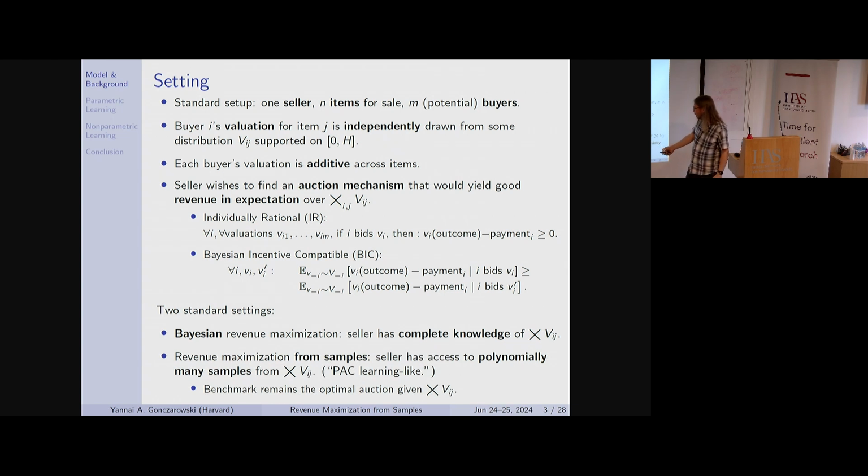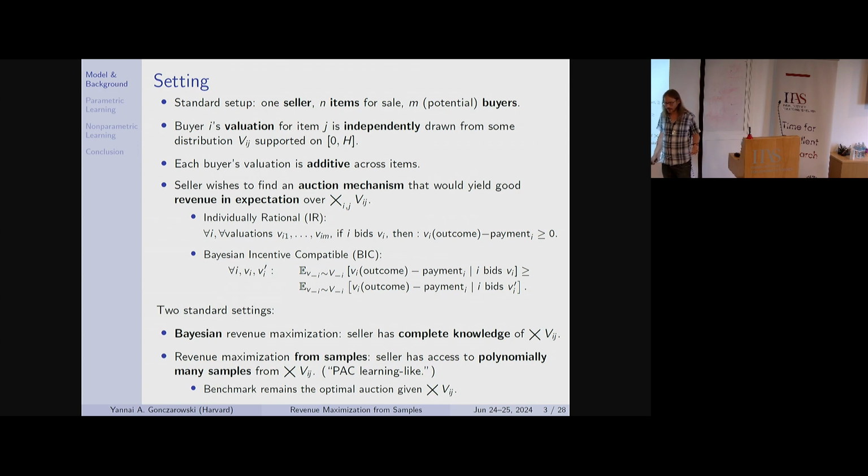And the other one is revenue maximization from samples. The seller has access to polynomially many samples. The polynomial is going to be in H and N and M and some other parameters we're going to throw into it soon. So polynomially many samples from this product distribution. And the question is, what can the seller do? But the benchmark remains the optimal auction given this. So the benchmark is exactly the same as Sergio's benchmark yesterday, but the seller has less information. This will obviously be a probabilistic statement. For whoever here is familiar with what's called PAC learning in computer science, we're going to take a similar approach.